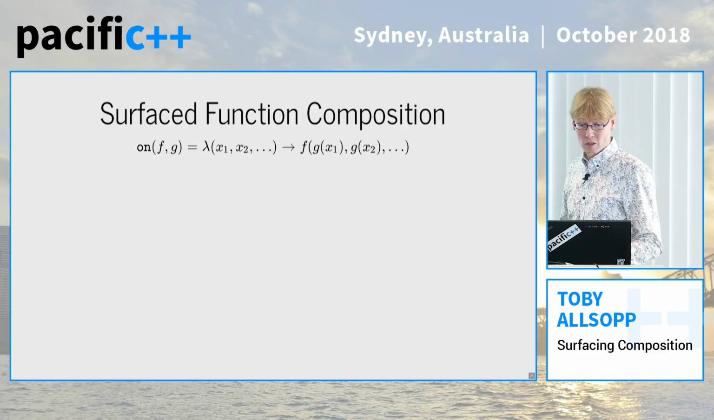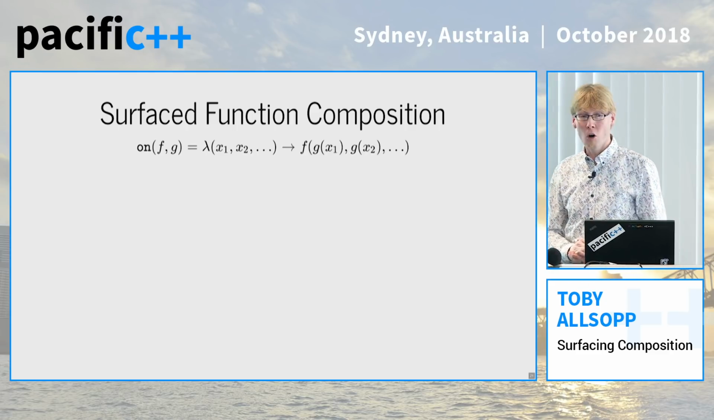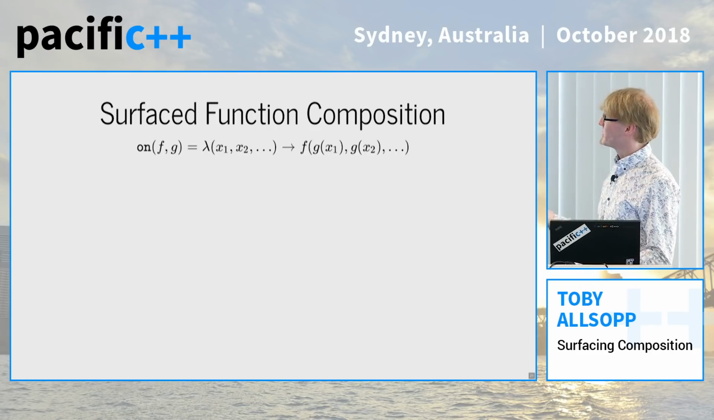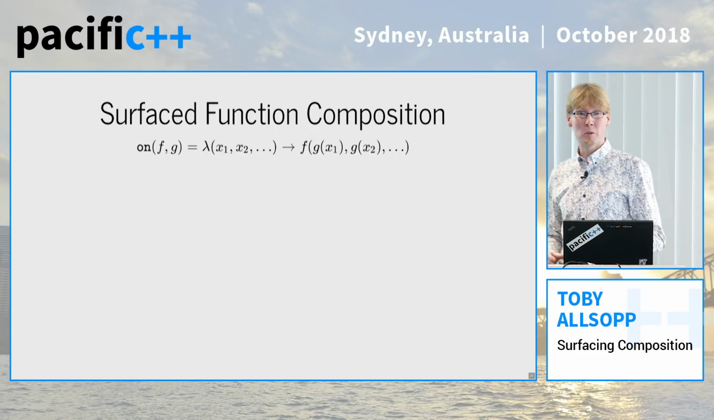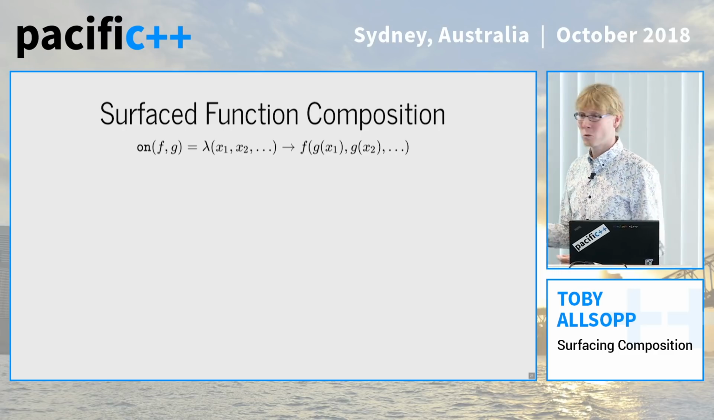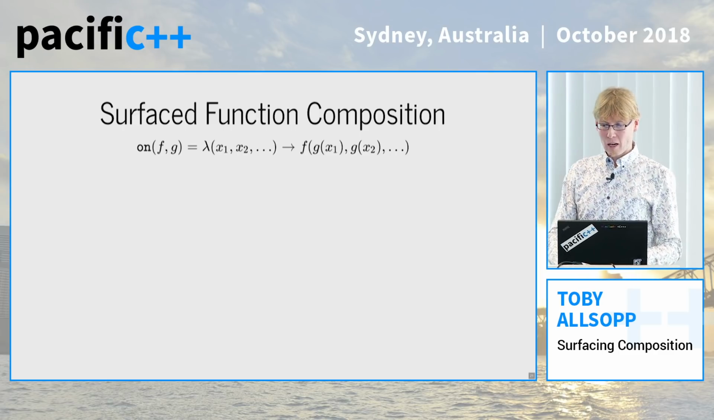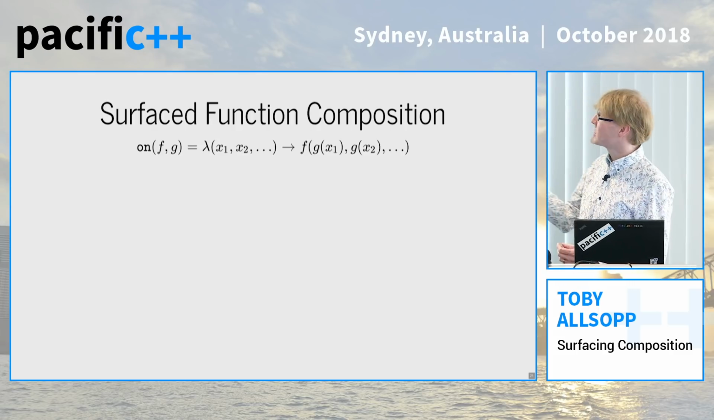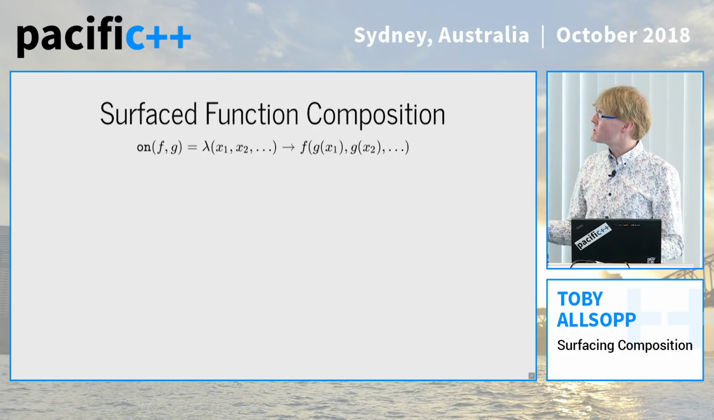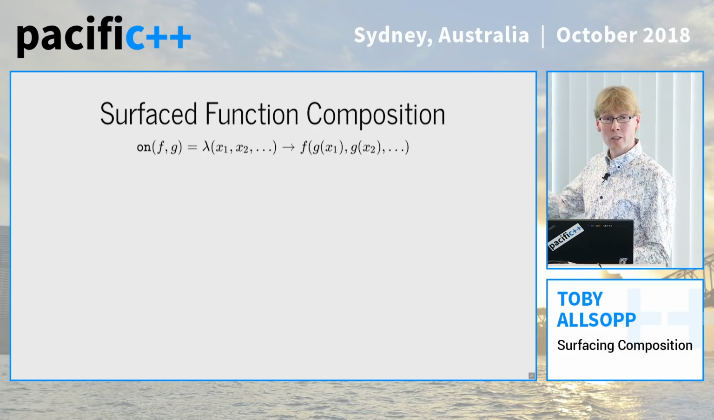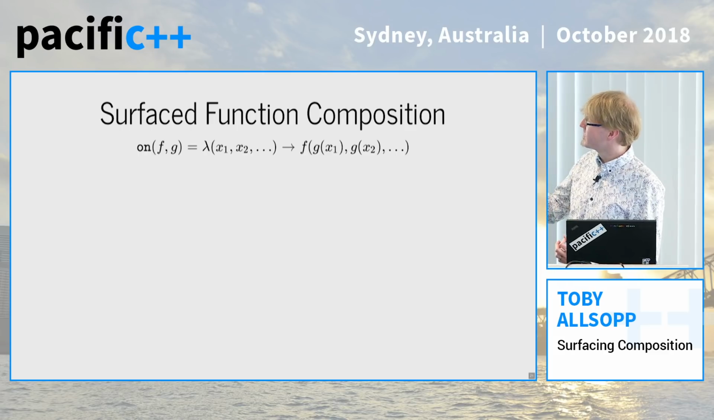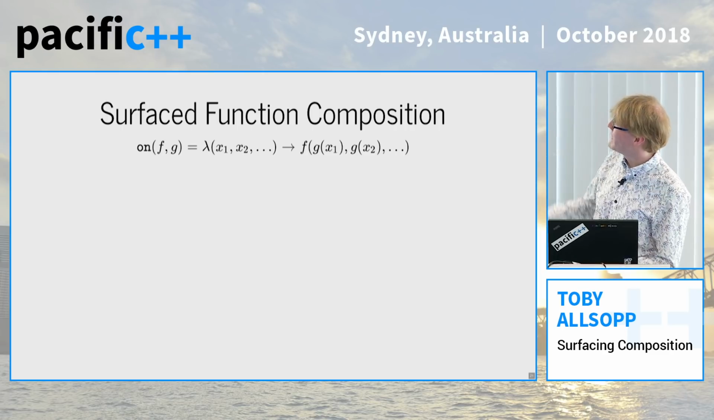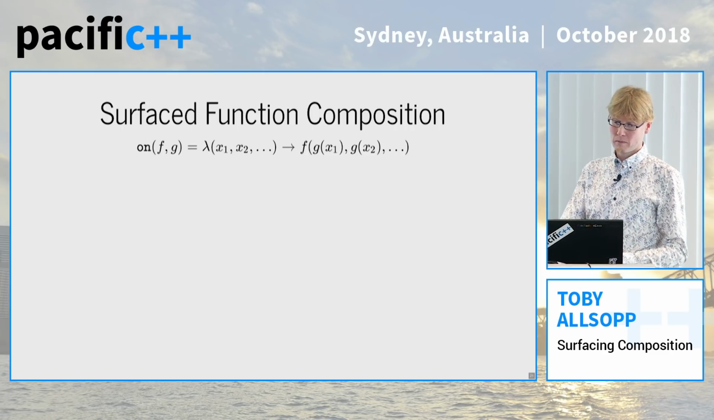So I'm going to call this composition operator on, and there are a couple of reasons. The main reason is that I'm familiar with this operation in other languages where it's called on, basically. It also reads reasonably well. So this is an operation that takes two functions, returns a function of an arbitrary number of parameters, applies the inner function to each of those parameters, and then passes them all on to the outer function.